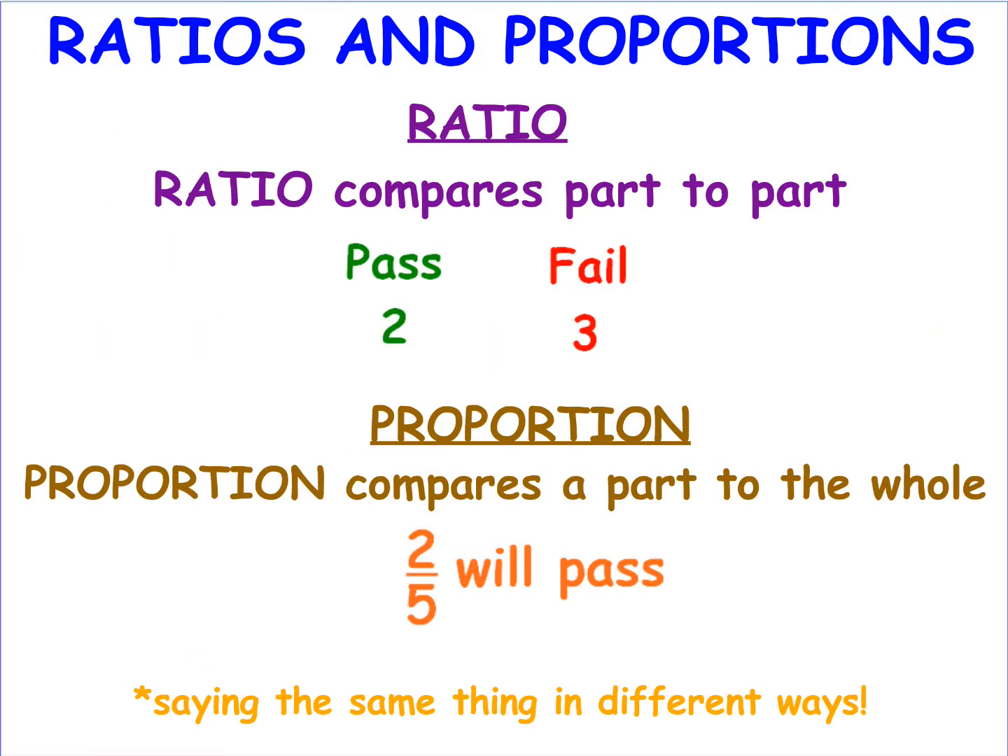So essentially, a ratio compares parts with parts. So these are essentially the numerators of a fraction. So for every 2 people that pass, 3 people will fail. As a proportion, we write one of those 2 fractions down, so 2/5 will pass. What we don't tell you is that 3/5 is fail, and that's up to you to work out. So it's saying the same thing, but in a different way.